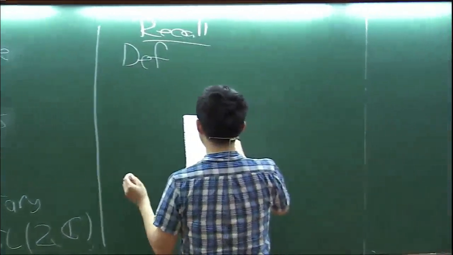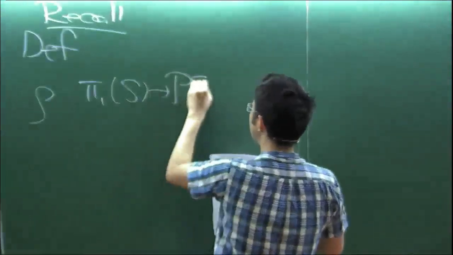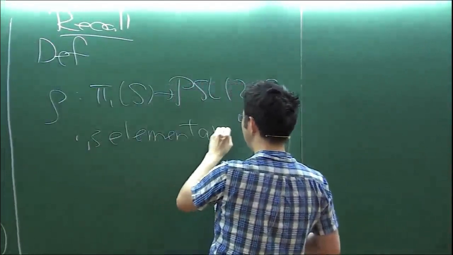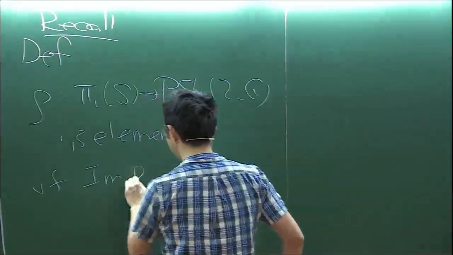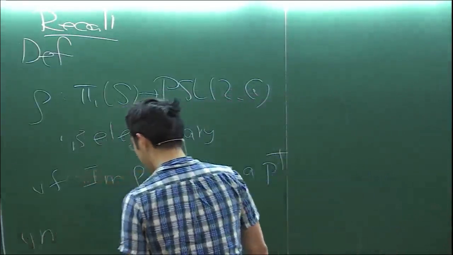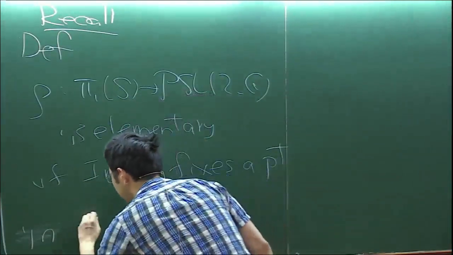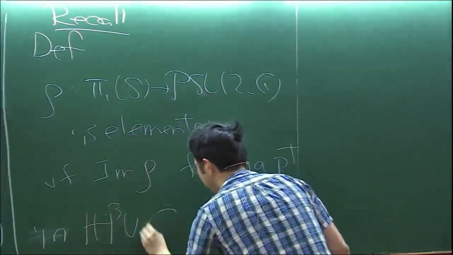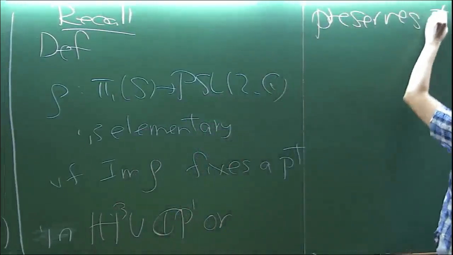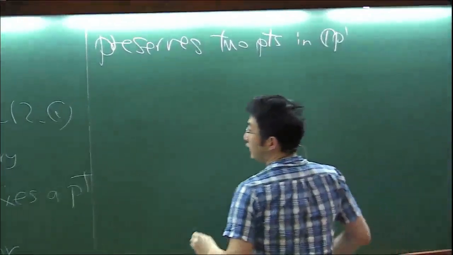Just recall that rho is elementary if the image of rho fixes a point in H3 union CP1, or preserves 2 points in CP1.